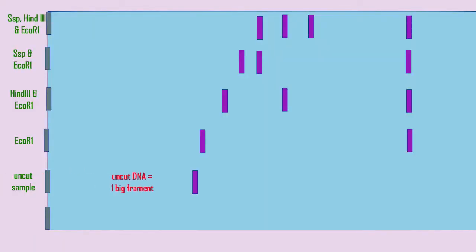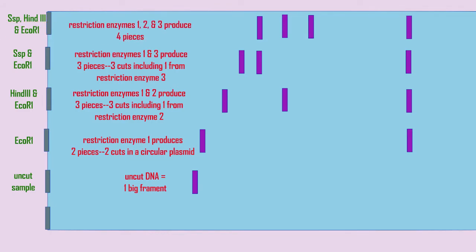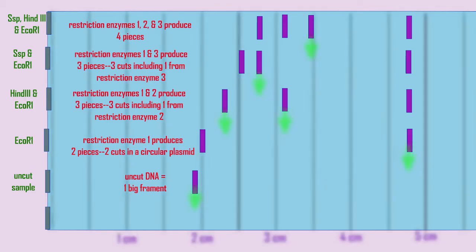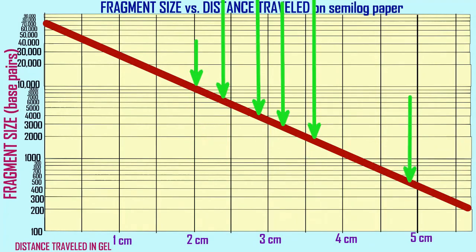And then you can simply bring that centimeter ruler again and measure how far each of the fragments traveled from the well where the DNA was added originally. Now, you want to know the size of these fragments, but given that line that you created showing the relationship between size of a fragment and distance traveled, you can now identify these unknown fragments simply because you know how far they've traveled.